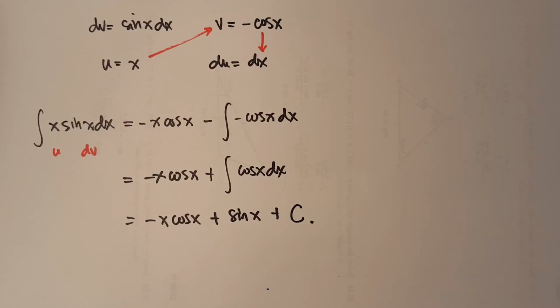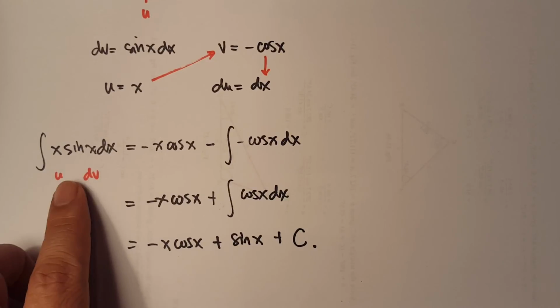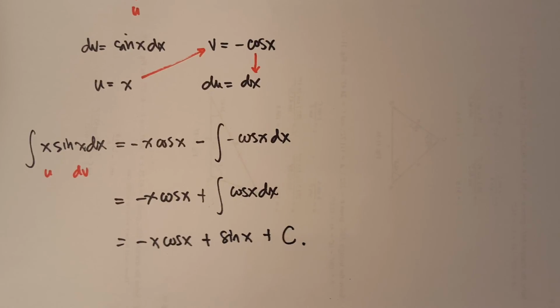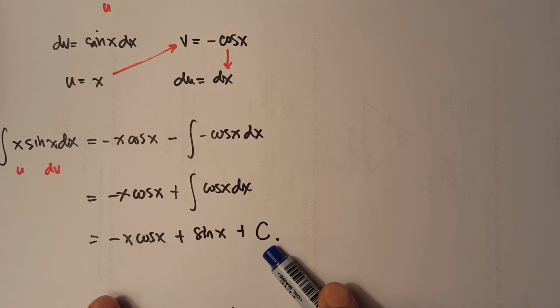So there you go. That's how you find the integral of x sine x dx using integration by parts. And how do we know that we get the correct answer here? Well, what you can do is find the derivative of negative x cosine x plus sine x plus c, and verify.